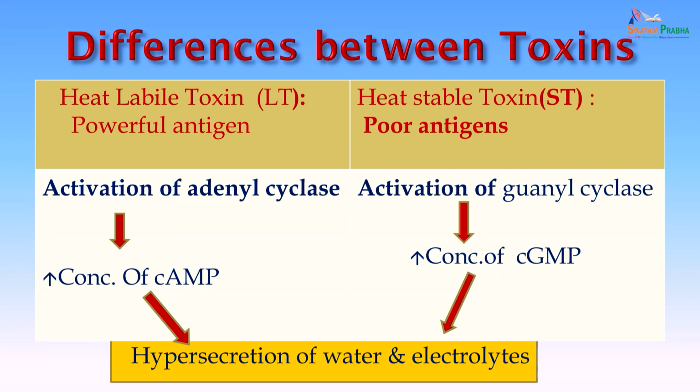Now, the difference between the heat labile and the heat stable toxin: the heat labile toxin is a powerful antigen, so it can be detected by most common serological tests because it produces antibodies. The heat stable toxin is a poor antigen, so it is a little more difficult to detect. The heat labile toxin activates adenyl cyclase, like I have just shown you, increasing the concentration of cyclic AMP in the cell, while the heat stable toxin increases the concentration of cyclic GMP within the cell, and there is hypersecretion of water and electrolytes into the lumen, resulting in diarrhea.